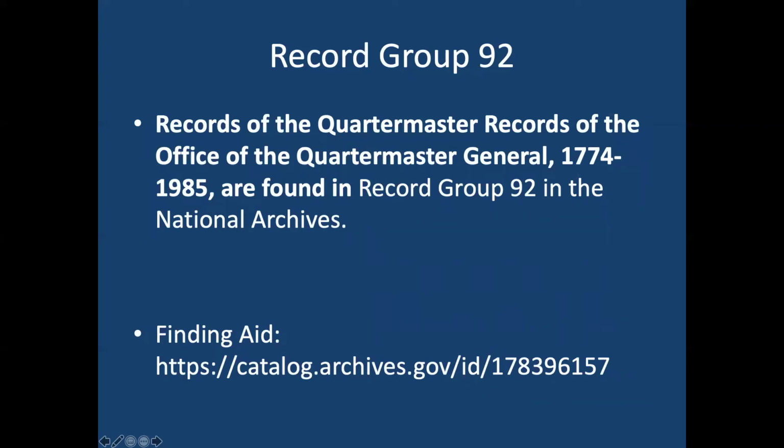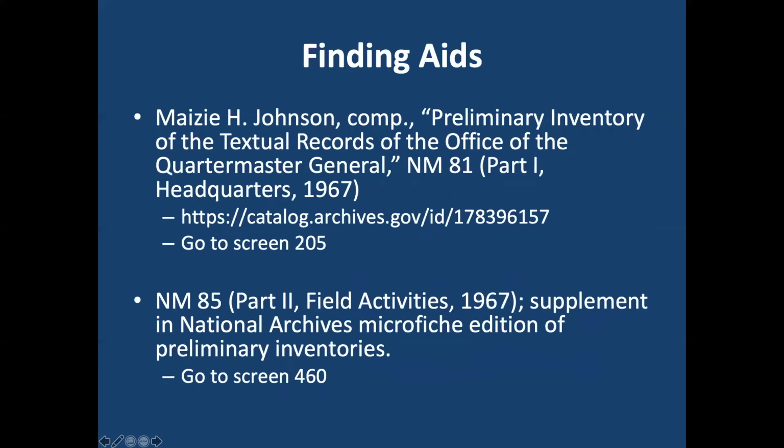There is a finding aid or 2. However, finding aids on the archives.gov site are difficult to deal with, because they're all part of an original microfilm publication that they've just put up, and you can't download the entire finding aid except by doing it page by page. But if you go to catalog.archives.gov/ID/178396157, that will take you to the document where the 2 finding aids are found.